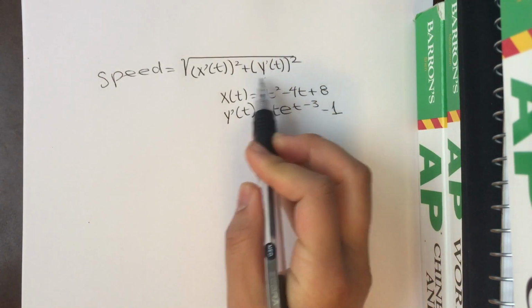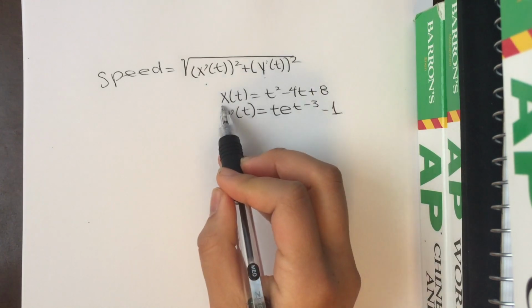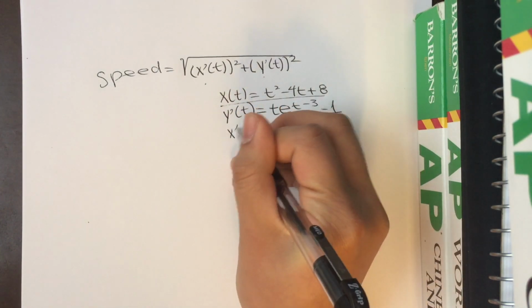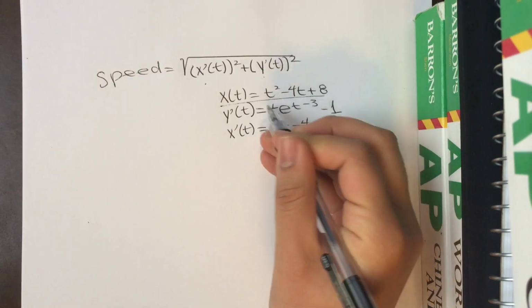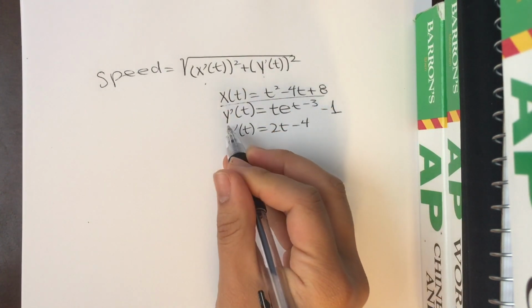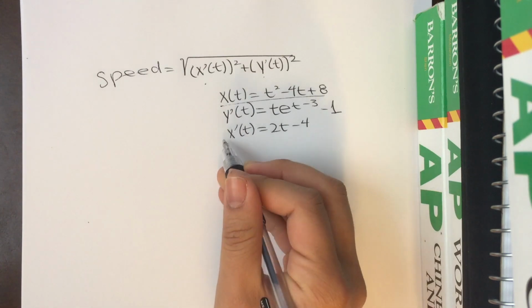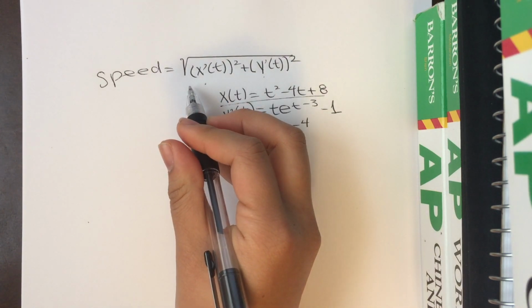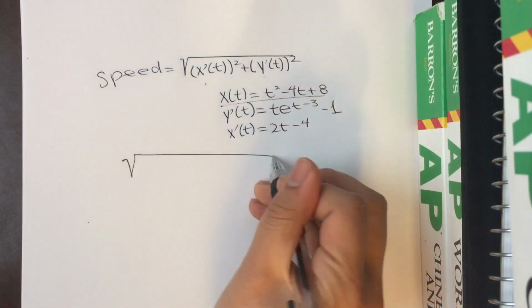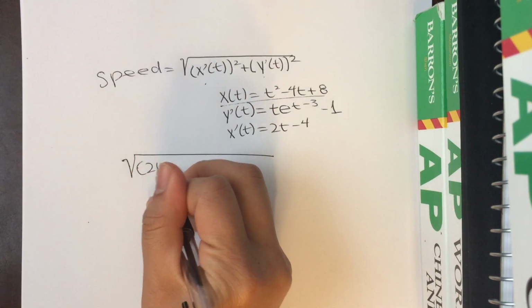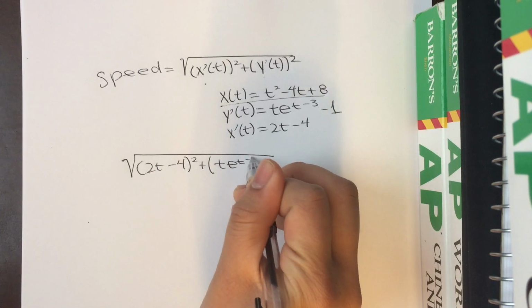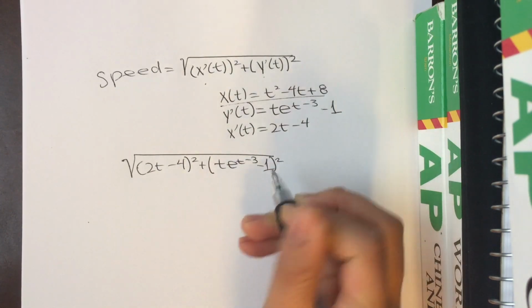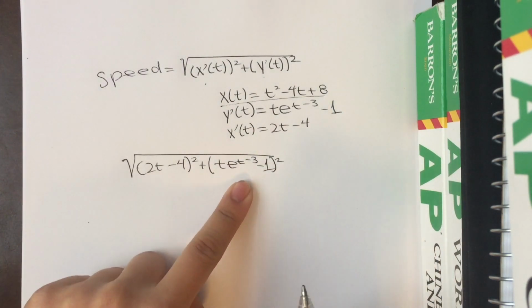Now that we have y prime of t, we just have to find x prime of t, and that would just be deriving this to get x prime of t equals 2t minus 4, just using the simple power rule. And now we have x prime of t and y prime of t, so we just have to plug it back into the original speed function for parametrics. And we have the square root of 2t minus 4 squared plus t times e to the power of t minus 3 minus 1 squared. And this is x prime of t squared plus y prime of t squared.